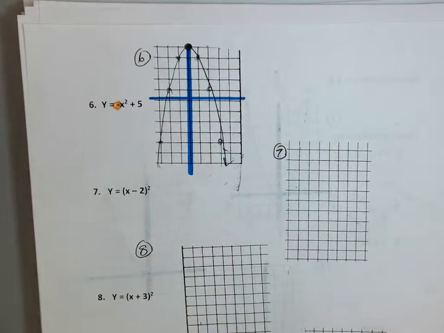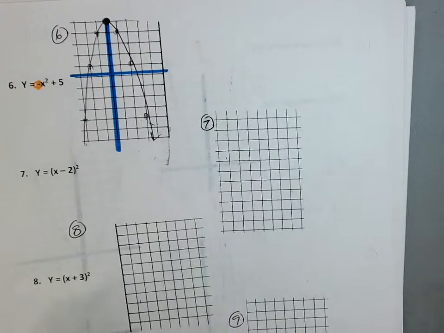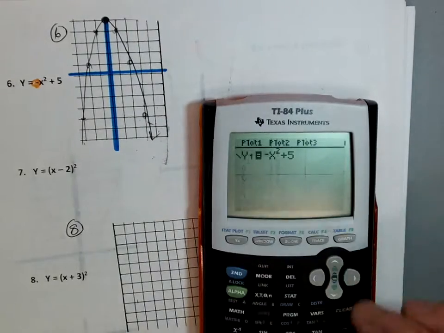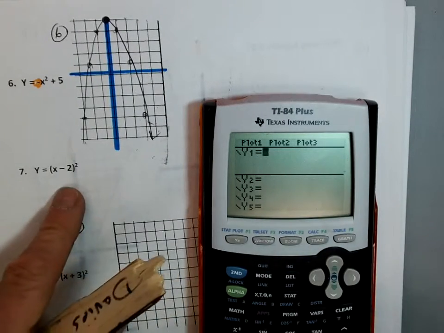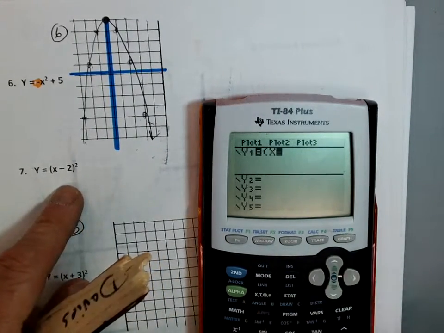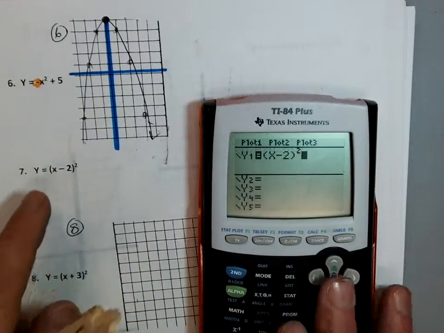Okay, now what about 7? Don't you just go over to the right? Yes. Yes, let's check it out. Cameron is totally correct. Let's check it out, okay? Clear. If I go parentheses x subtract 2 squared, okay? Put that in your calculator.